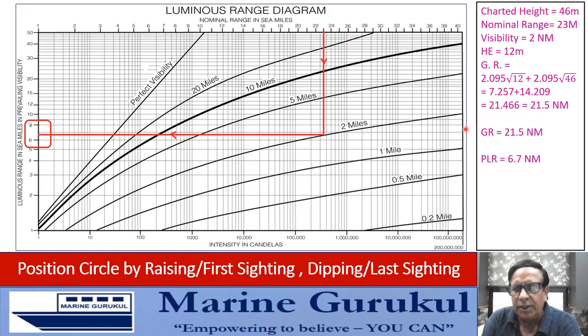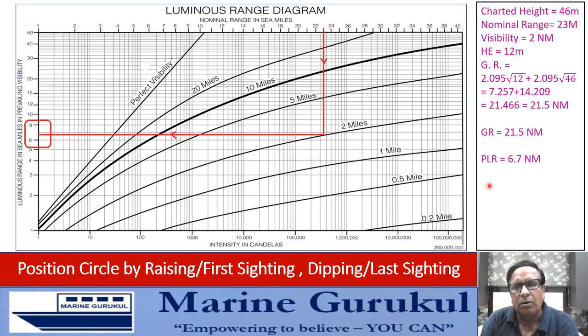The light shall be visible to the observer when both the conditions are satisfied. Now both the conditions shall be satisfied at the lower of the two. So at 6.7 nautical miles, it shall be within the geographical range, and it shall also come within the present luminous range. So the first sighting range for Hook Head would be 6.7 nautical miles.